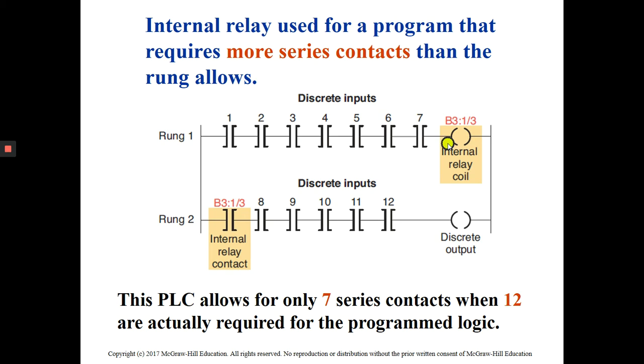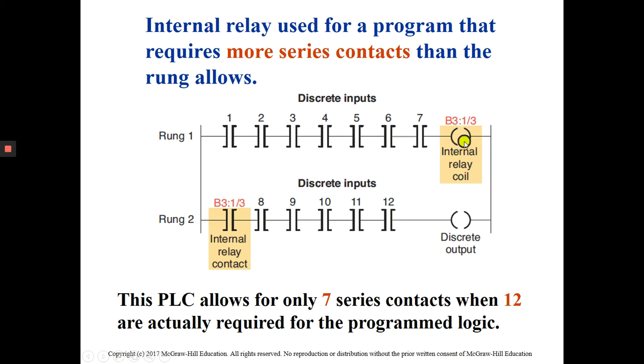This internal relay coil will be placed in the first rank, and the contact of this internal relay will be used in the second rank in order to create logic continuity of the instructions. So for example here, if instructions 1, 2, 3, 4, 5, 6, 7 are true, they will energize the internal relay. This is not a real device. It's not a physical device. It's an internal relay inside the PLC software. So this internal relay will be energized.